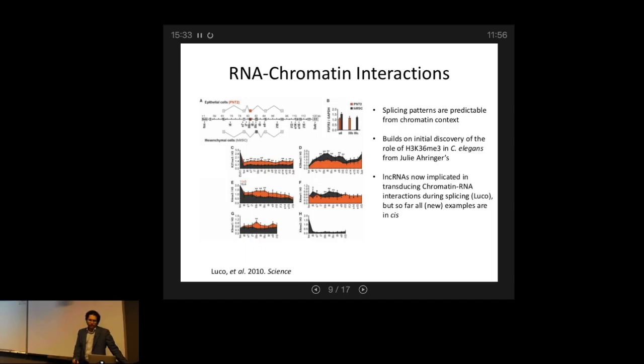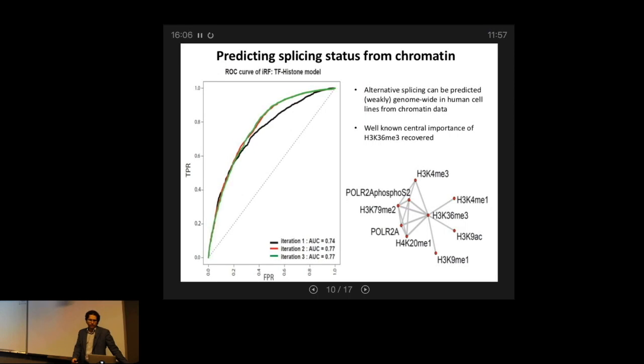Luco's now found long non-coding RNA, and so have a few others, implicated in transducing chromatin-RNA interactions during splicing. But so far, all the new examples of this are in cis. So of course, right, the spliceosome has RNA components, lots of other things have RNA components. We know there are RNA components in transducing and executing splicing. But it'd be nice to find some new fundamental components of ribonuclear complexes, and we haven't done that in other systems yet.